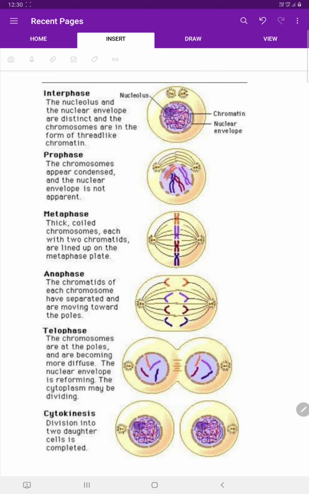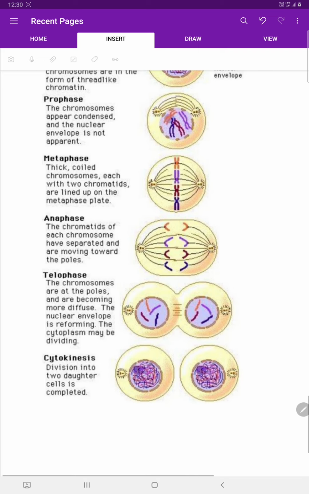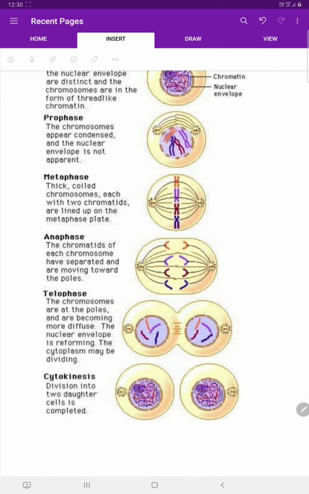Then comes the anaphase. The chromatids of each chromosome have separated and are moving towards the poles now. In telophase, the chromosomes are at the poles and are more diffuse. The nuclear envelope reappears and the cytoplasm may be dividing, resulting in cytokinesis, which is the last stage in which division of two daughter cells is completed. So this was all about mitosis.